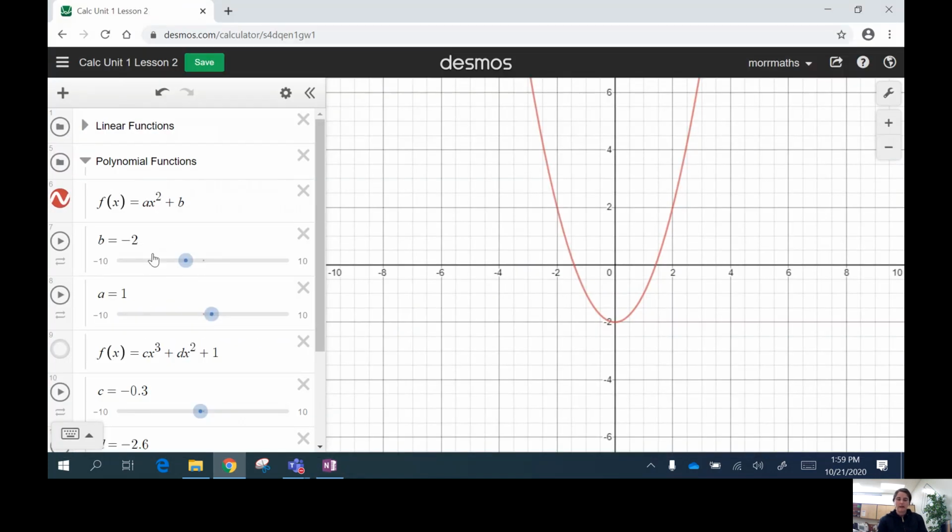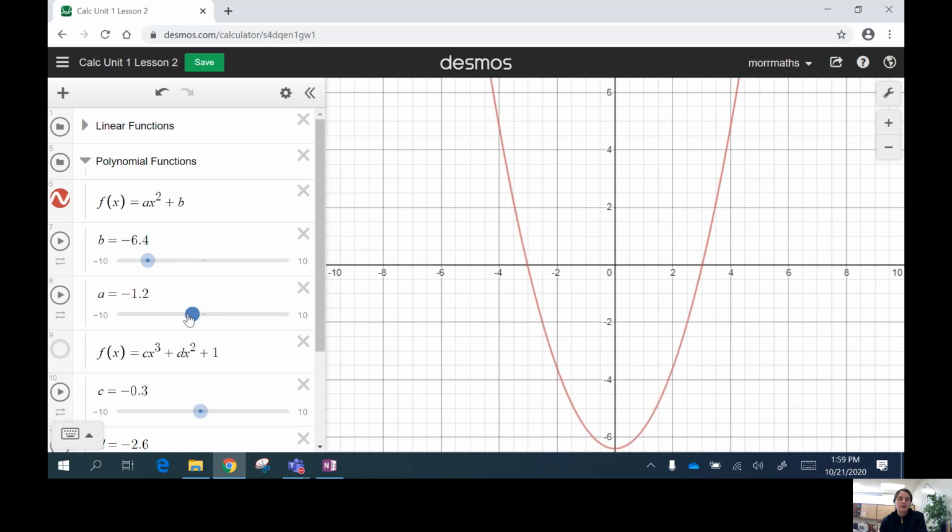We'll start with degree 2 polynomials. You've probably studied these a lot in pre-calculus. These are quadratic functions, or parabolas. There's just one bump, and the number in front of x squared determines whether it's facing up or down.